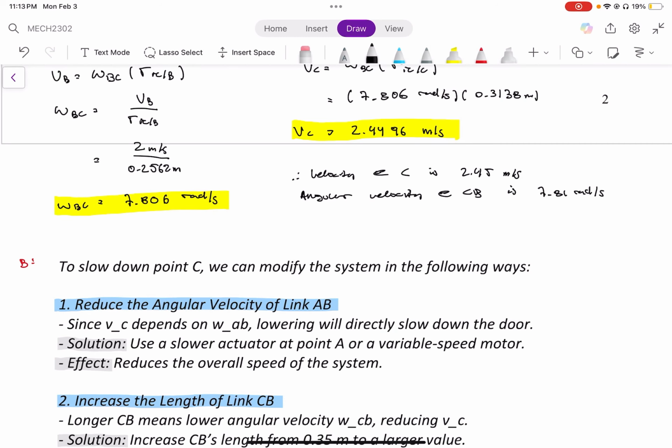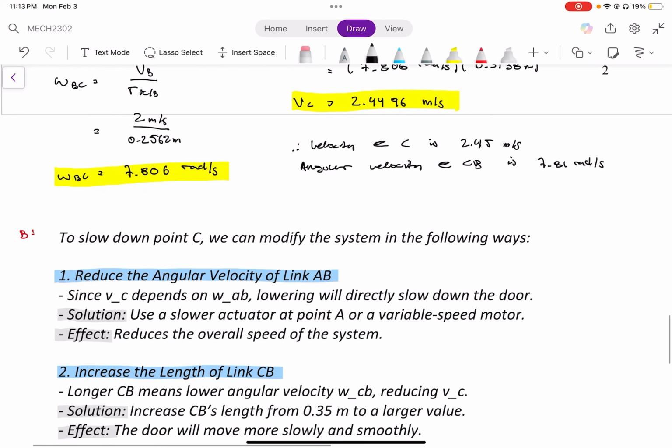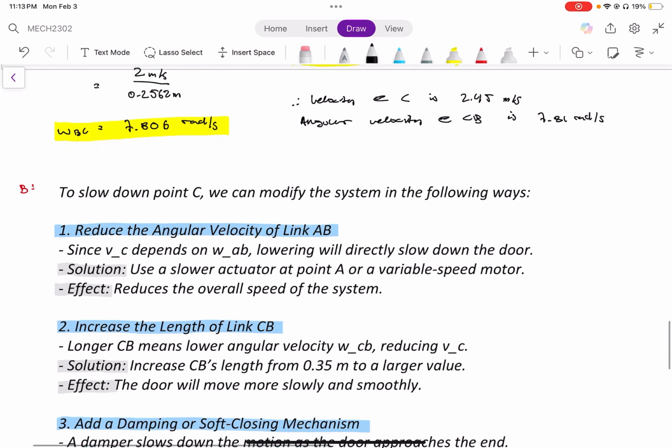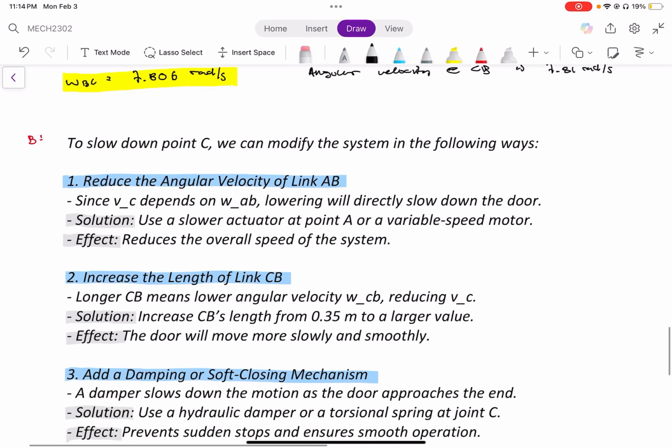So for part B, we're trying to slow down point C, so we can modify the system in the following ways. Part one is to reduce the angular velocity at B, since V_C depends on the angular velocity of AB. This would directly slow down the effect at the door. The solution would be to slow the motor at point A with a variable speed motor. This reduces the overall speed of the system.